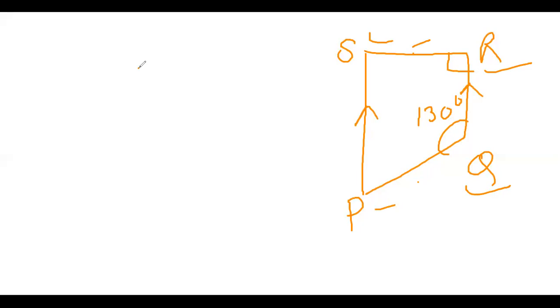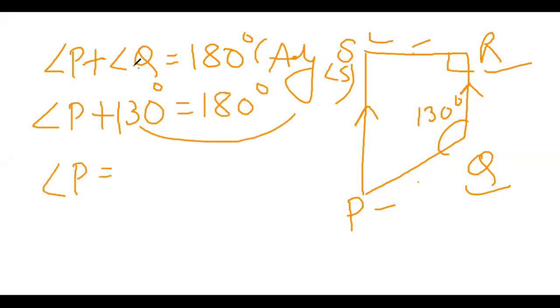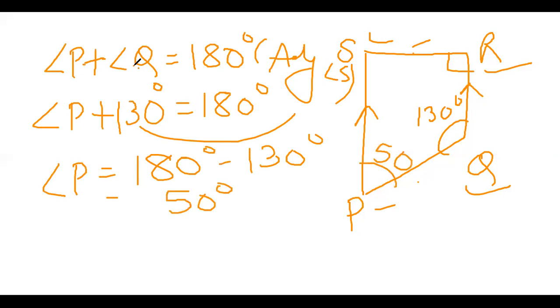Okay? So here angle P plus angle Q is equal to 180 degrees and the reason is adjacent angles. So P you have to find out. Q is given as 130 degrees, so P plus 130 is equal to 180 degrees. Then 130 will be subtracted here. 180 degrees minus 130 degrees is equal to 50 degrees. So we got angle P as 50 degrees.